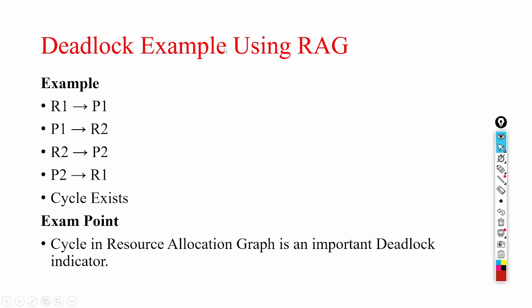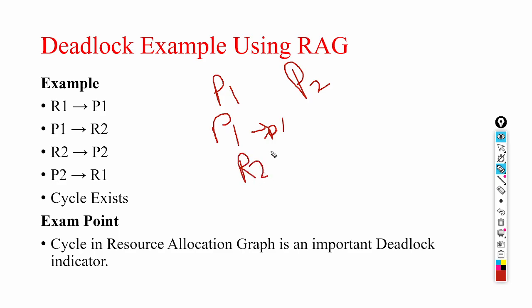The next one, the real-time deadlock example. Consider there are two processes, P1 and P2. The process P1 owns resource R1 and requests resource R2. And process P2 owns resource R2 and requests R1.